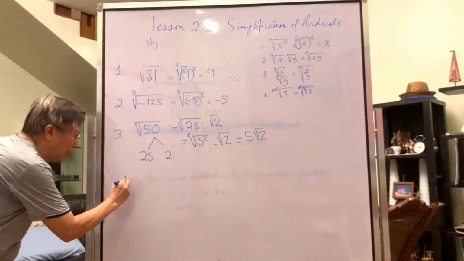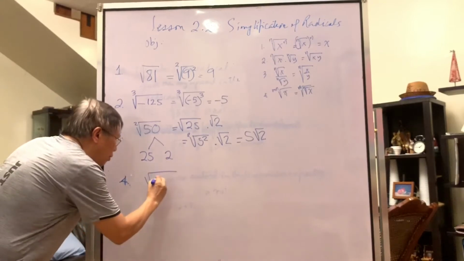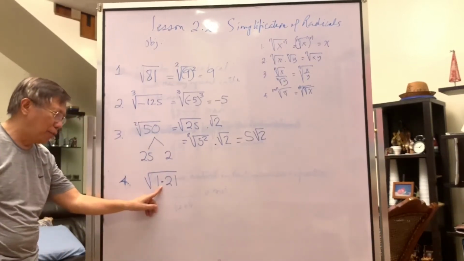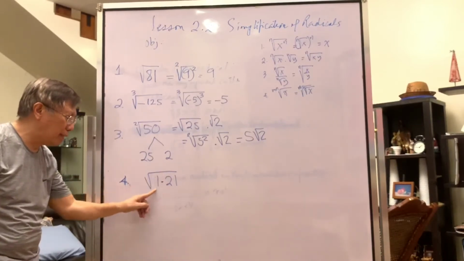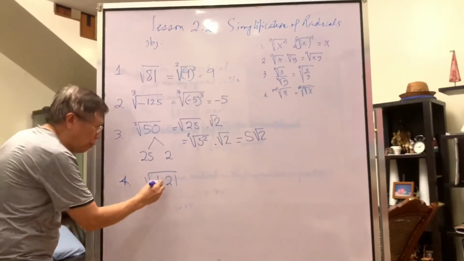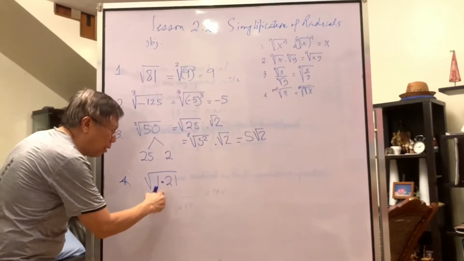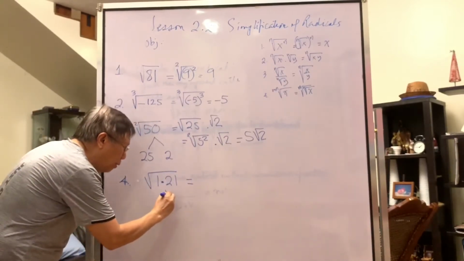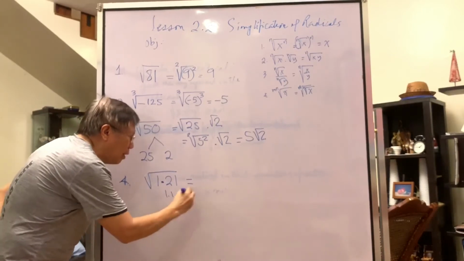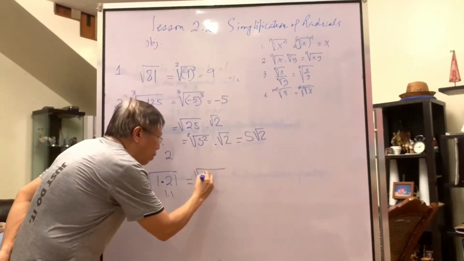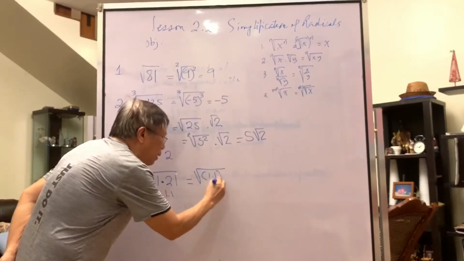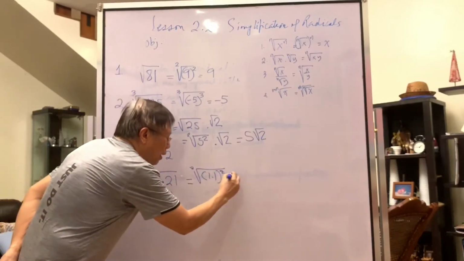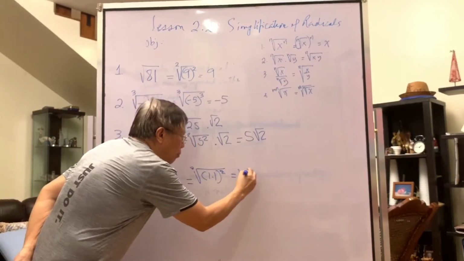What if we have square root of 1.21? This is not in simplified form because it contains a decimal. And we know that 1.21 is a product of 1.1 by itself. So we can write 1.21 as 1.1 squared. And again, this cancels off and we get 1.1.